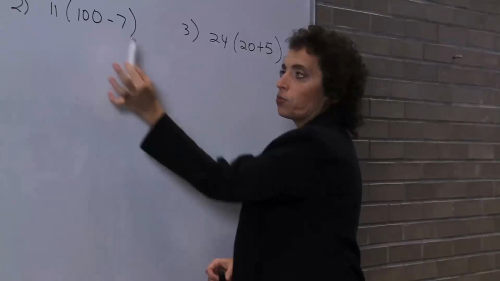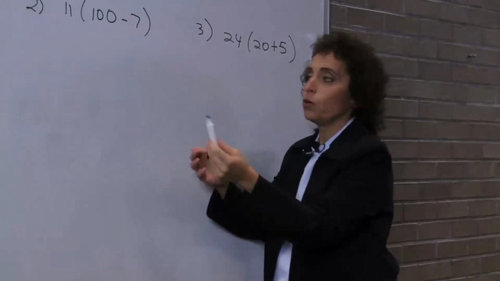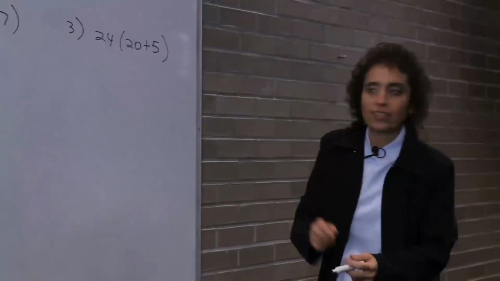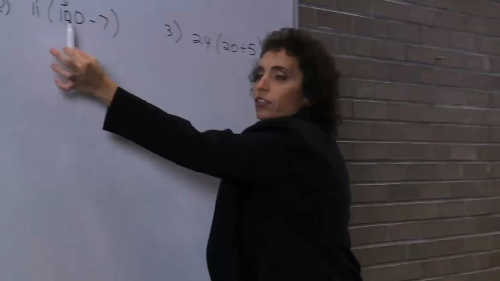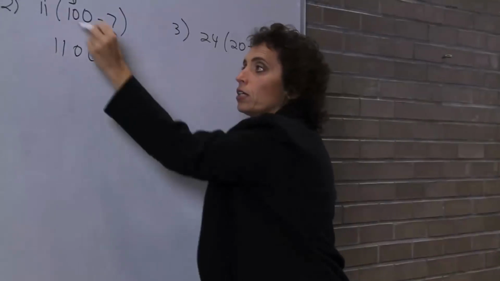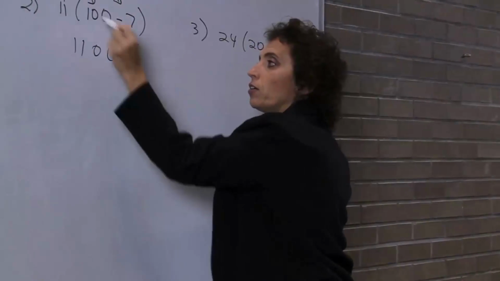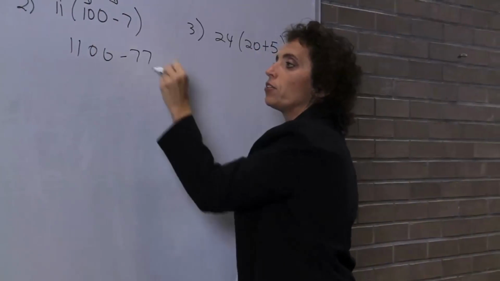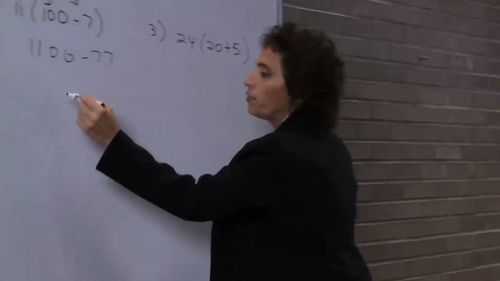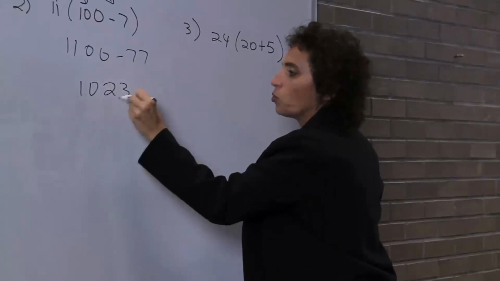In this one, again, there are terms inside, multiplication outside, so you can do the distributive property. We distribute the first term, and that's 11 times 100. Well, 11 times 1 is 11. There are 2 zeros there, so we write them down, and then bring the minus down. 11 times 7 is 77. So that's 1100 minus 77 is 1023.